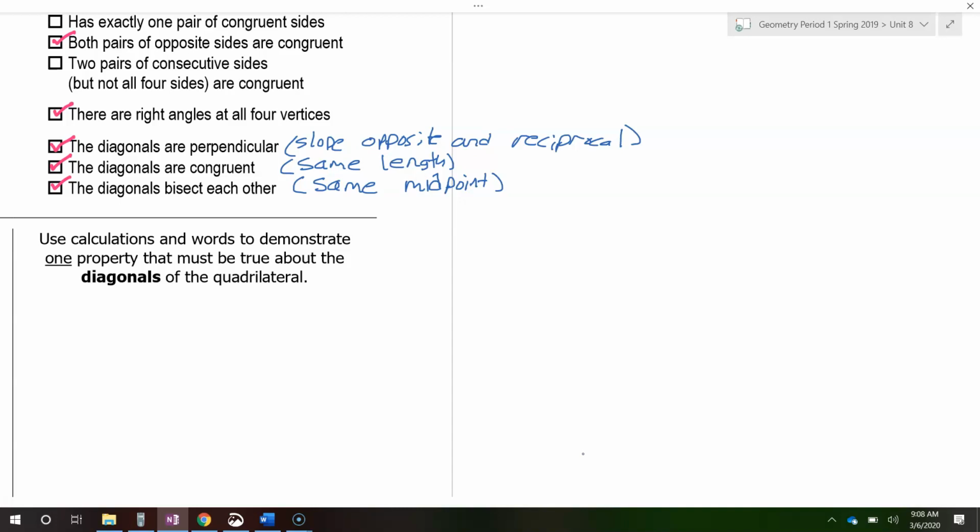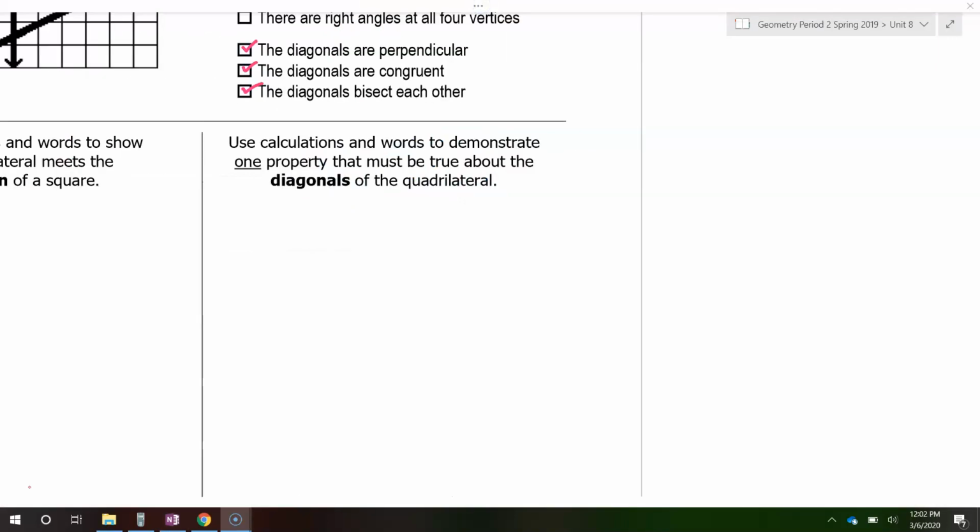Bisect each other. Okay, we could have picked any of these three. We're going to go ahead and do bisect each other. Actually, at the end of the video, I'm going to go ahead and show the other two as well. So tune in at the end to see how to prove that the diagonals are perpendicular and that the diagonals are congruent to each other.